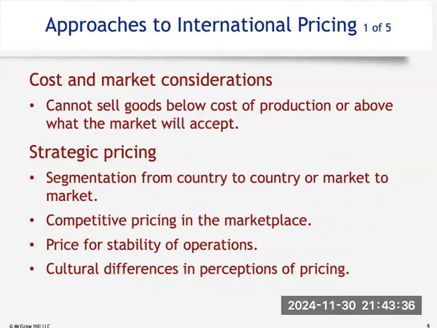Cost and market considerations. We have to take into account, obviously, how much things are costing to produce, and how much the market will accept or bear on that. Strategic pricing, country to country, we really have to consider what is the best method for doing this. Having stability for operations is important, and perceptions of pricing vary culturally from country to country, and how people feel about how much they're paying for goods and the type of goods.